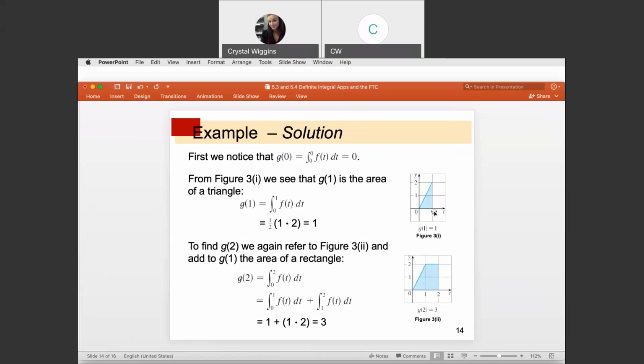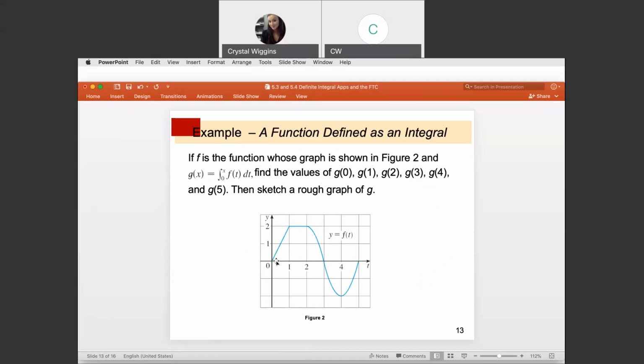The base is a unit 1. The height is 2 units. So 1/2, 1 times 2 gives us 1. To find g of 2, we do the same process. We're finding it from 0 to 2. So we look at the graph. And if you're looking back at the original graph, this is where these pieces come from. So they're just shading from 0 to 2. So this little 2 blocks in triangle.